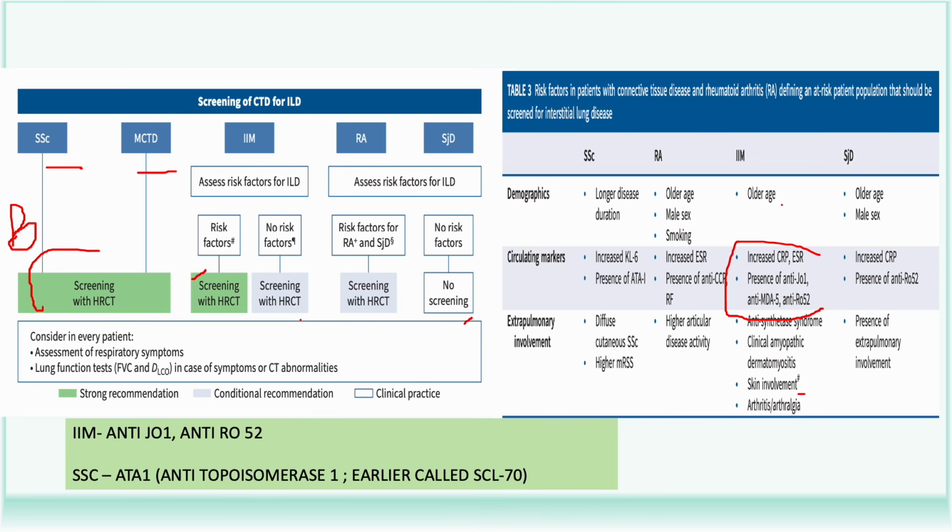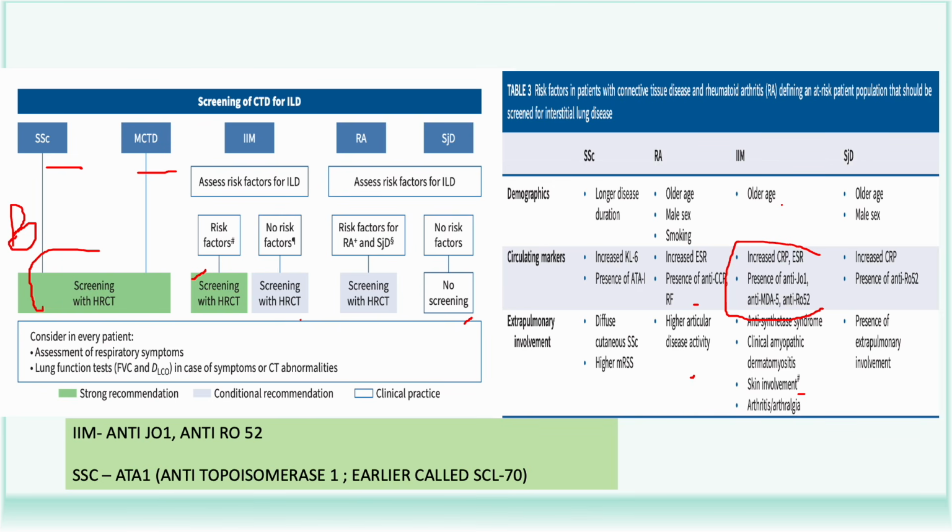Now, in the rheumatoid arthritis and Sjogren's disease group, again, what are we talking about as the risk factors here? We are talking about anti-CCP levels. We are talking about high articular activity. If they are present, you may want to screen with HRCT. And if there are no risk factors in this group, then you can look at monitoring and not screening.